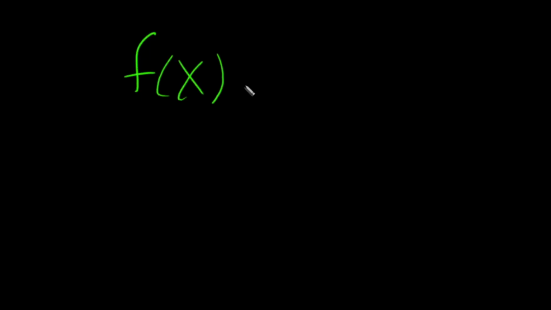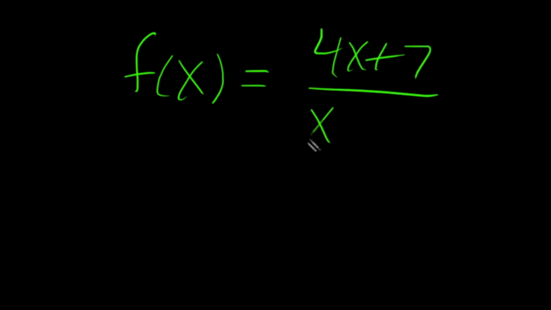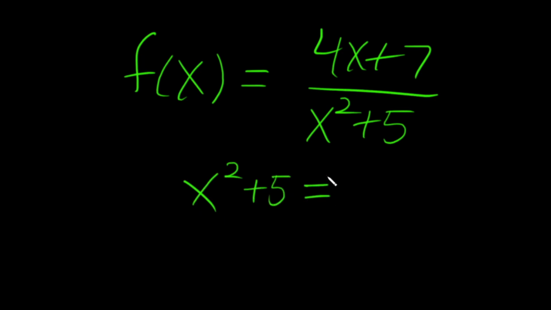Now what if our function looked like this? We have f of x is equal to 4x plus 7 over x squared plus 5. Looking at the numerator, we have no limitations on what we can plug in for x. However, with the denominator, again, we need to set that not equal to 0 because we cannot divide by 0. So x squared plus 5 cannot equal 0. Subtracting the 5 to the other side, we get x squared is not equal to -5.